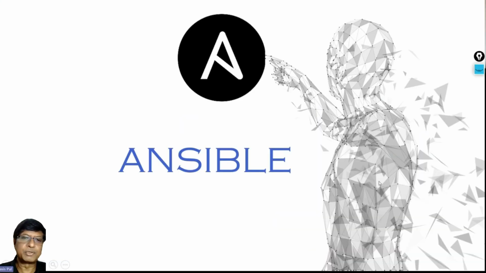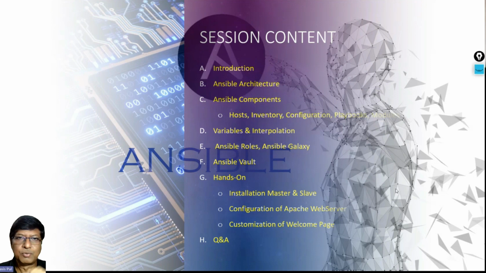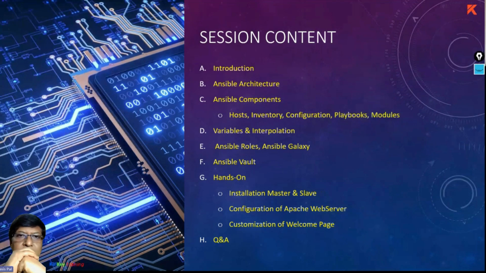So we are going to start to understand, have an overview, have an awareness regarding Ansible. What we are going to see in this session is we will introduce the Ansible architecture, we will discuss the Ansible components, variables and interpolation, if we can, Ansible roles and Ansible Galaxy, what is an Ansible role and how it is implemented through Ansible Galaxy, and Ansible Vault, that is for keeping our secret information.